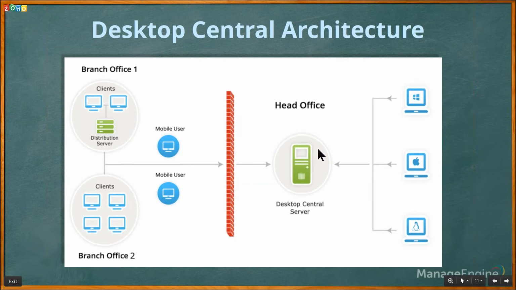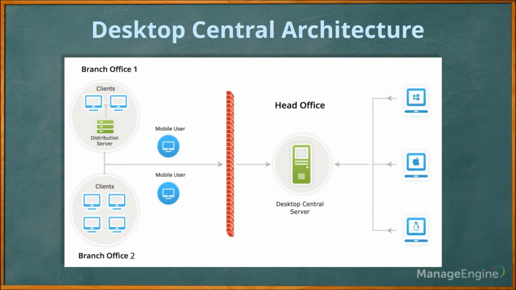Now, Desktop Central can manage both local area network agents as well as wide area network agents. When you have a local area network agent, they take the patch or the software from the central server directly. However, in the case of a wide area network agent, you can group them into remote offices, and you can have a distribution server for each remote office for them to take the patches and software.